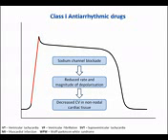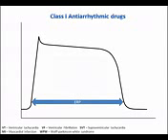They are further subdivided into classes 1A, B and C. This is partly determined by the degree to which they affect the upstroke of the action potential, and also partly determined by the degree to which they affect the action potential duration. So changing the action potential duration changes what we call the effective refractory period.